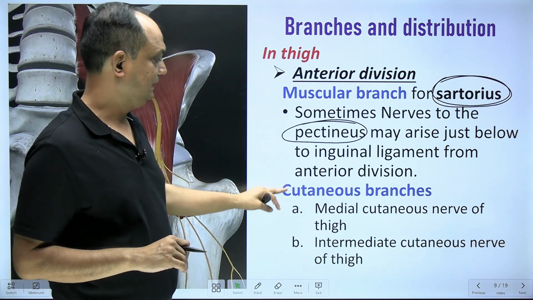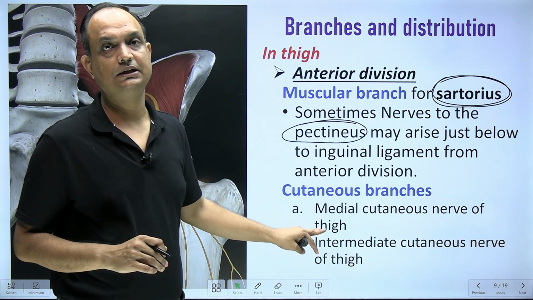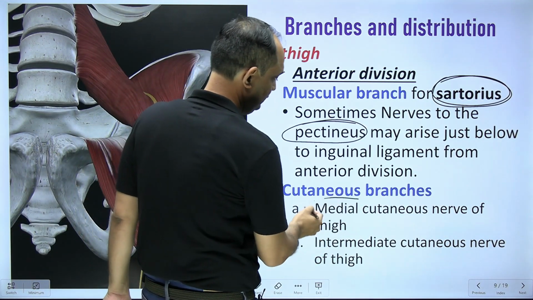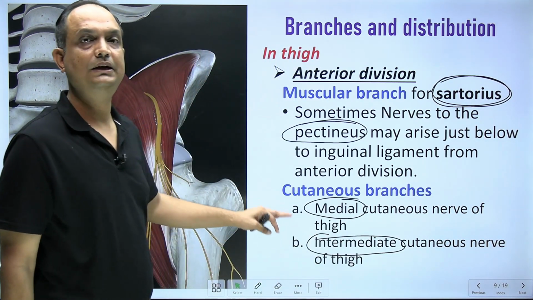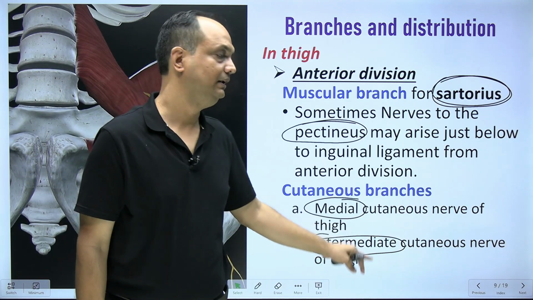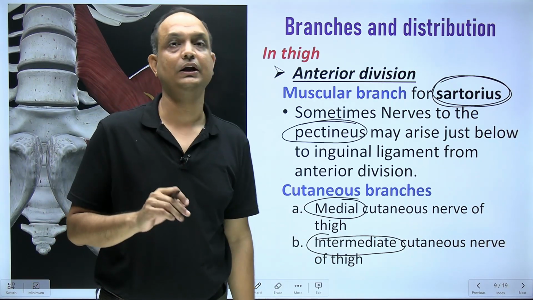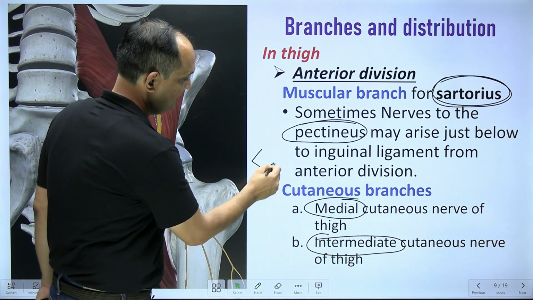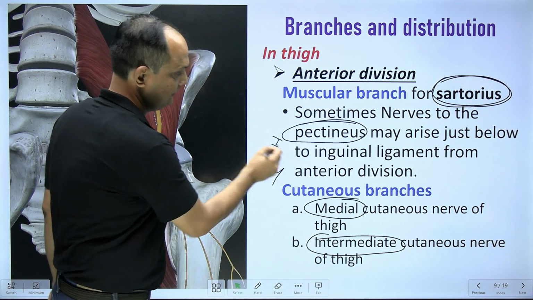Apart from that, the anterior division gives two cutaneous branches. One is known as the medial cutaneous, another is known as the intermediate cutaneous. So there are two nerves which are supplying the skin of the front of the thigh. So we have three cutaneous nerves in the thigh. One is known as lateral cutaneous, one is medial cutaneous, and one in between them is intermediate cutaneous.